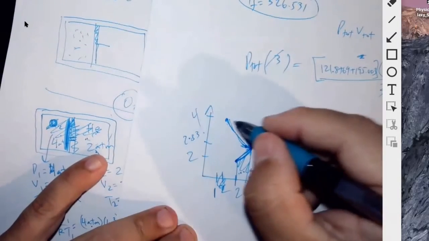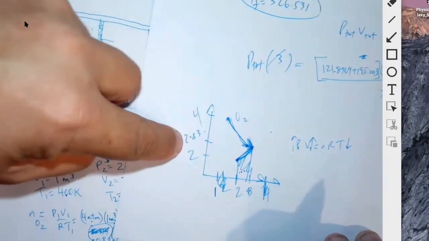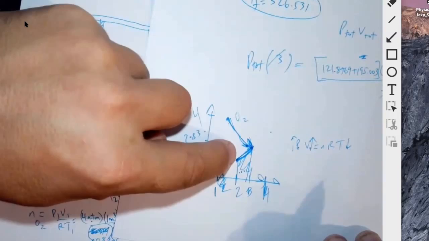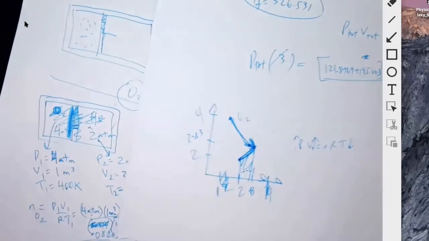So the oxygen's PV graph looks something like that. Starts at 4, ends at 2.83, and then the helium's goes up like that. Some kind of graph, but I can't really tell if it's a straight line or not.